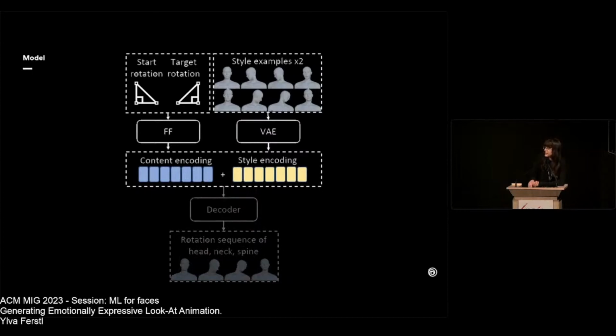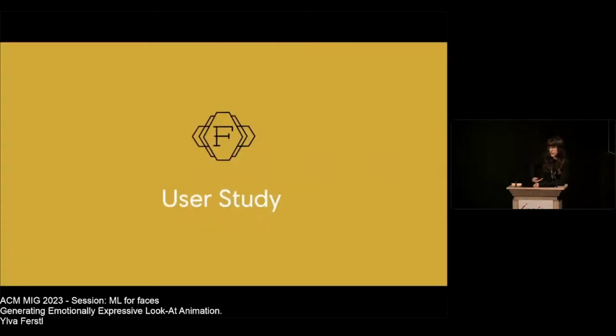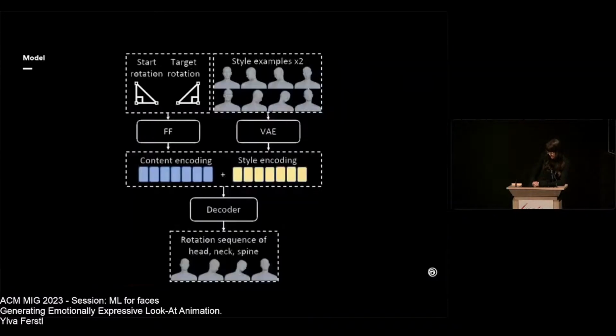Okay, then, as I said, the style examples are passed to a variational autoencoder. We get the style encoding, and then those 2 encodings are concatenated and passed to a transformer decoder. This transformer decoder then produces the final animation, and the final animation is defined for the central joints of the character, which is the rotation sequence for the head, neck, and spine.